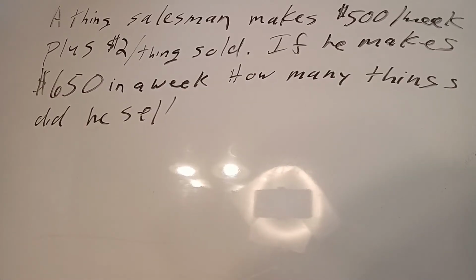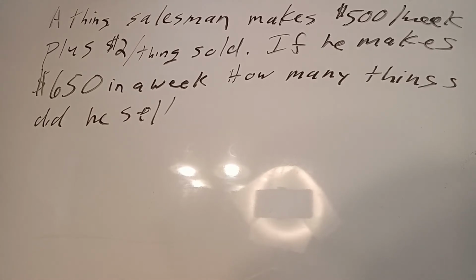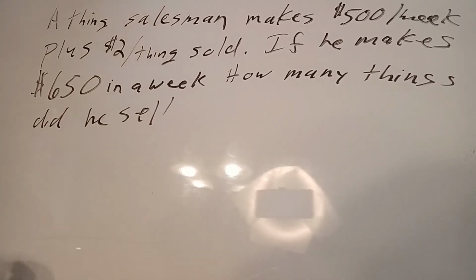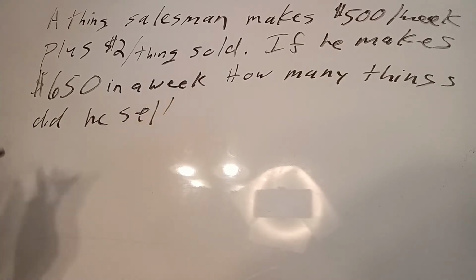A thing salesman makes $500 a week plus $2 per thing sold. If he makes $650 in a week, how many things did he sell? Okay, we've got a lot of stuff going on here. So we read it through first.